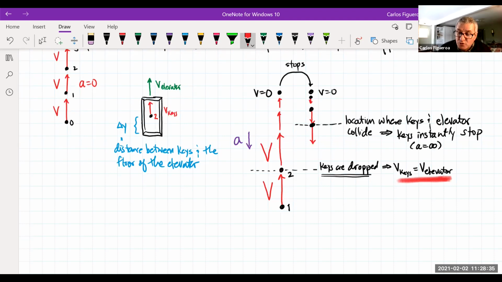So let's try to plot this motion. So the question is, they're moving at the same speed but different directions? No, they're moving in the same direction. Look at the picture over here. The picture that you want to pay attention to is right here. The elevator's moving up, the keys are moving up, and until you drop them, they have the same speed and the same direction.